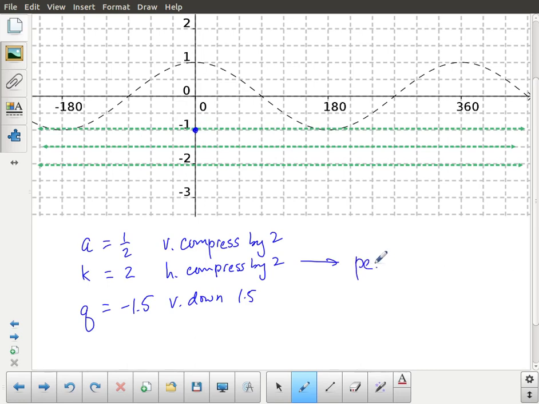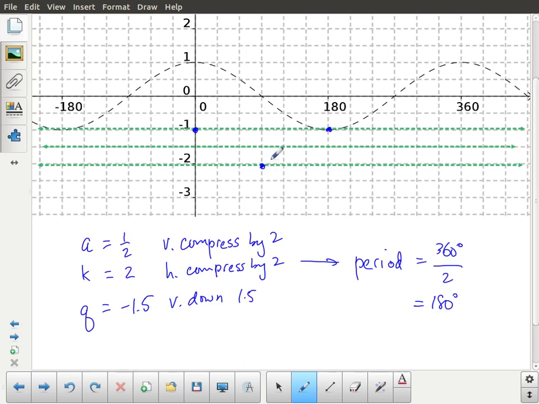Now, in particular, I want to pay attention to this. That means, what is my period? My period is 360 degrees divided by 2, which is the K value. That means my period is 180 degrees. So that means this will fit quite nicely. This point has to be repeated here at 180. Halfway in between these two, it's going to be at a minimum.